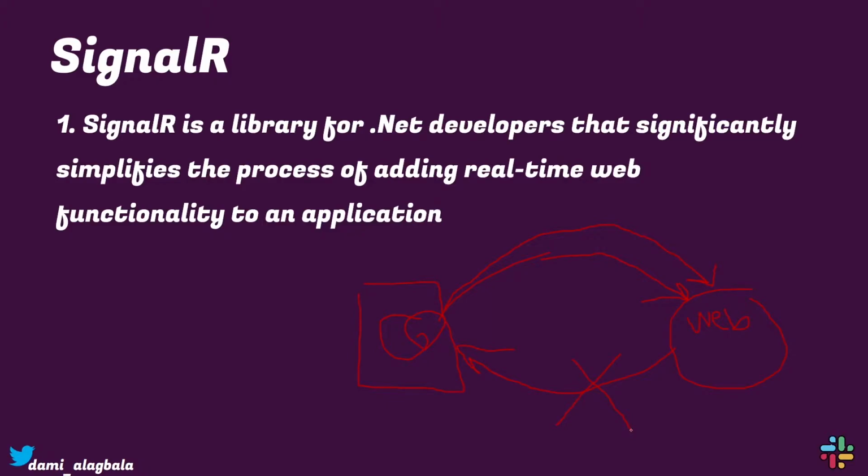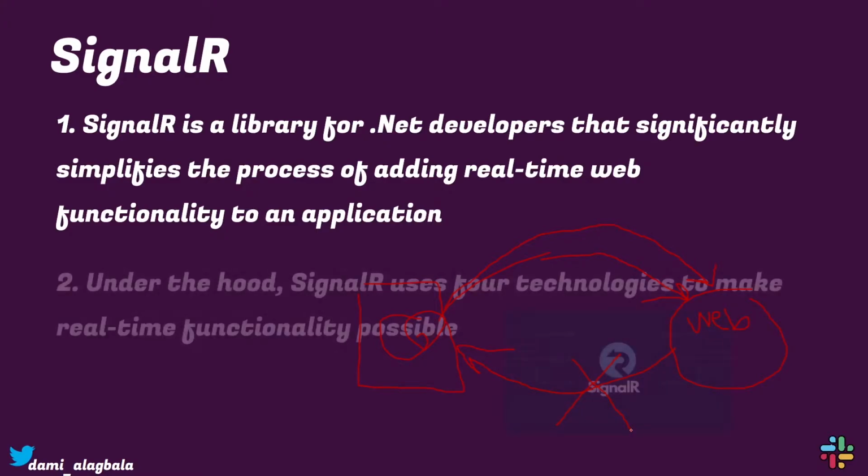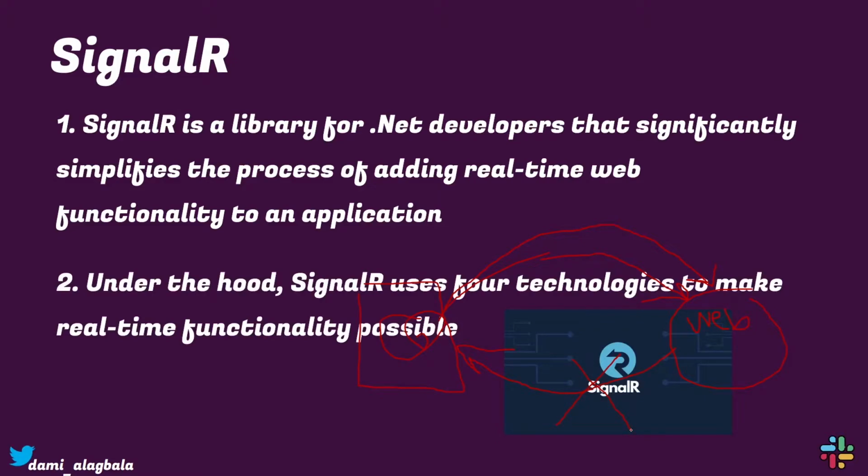And you've probably used this before. I mean, your push notifications, that's an example of real time. Your gaming applications, all of those happen in real time. These are the functionalities that SignalR gives to a .NET developer.